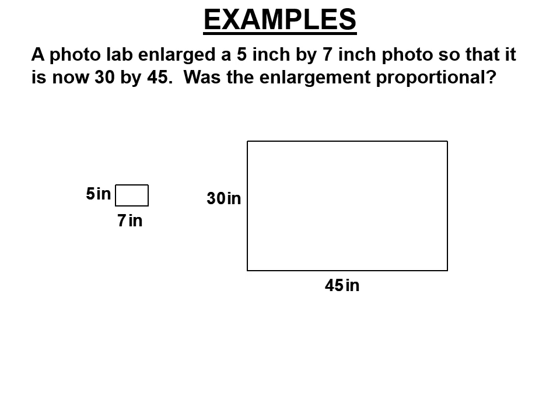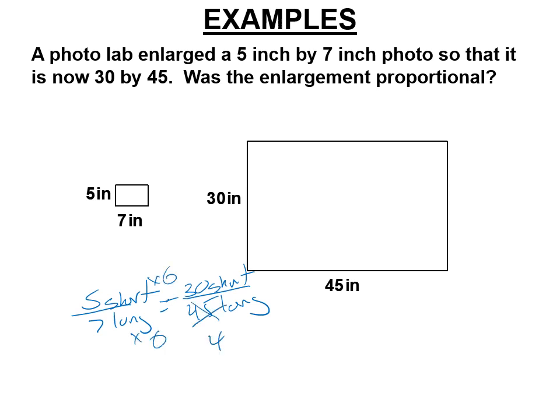Photo Lab enlarged the 5 by 7 inch photo so that it is now 30 by 45. Was the enlargement proportional? Right. So we have a short side and we have a long side. And was it proportional? 5 times 6 is 30. Now 7 times 6, this should have been 42 inches, right? Not 45. So no, it was not proportional.